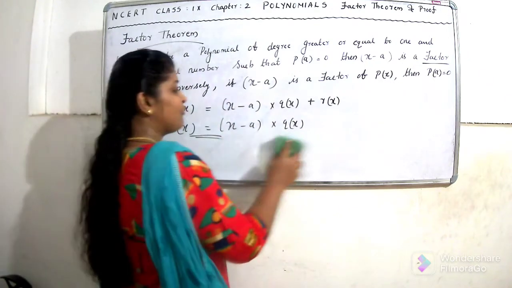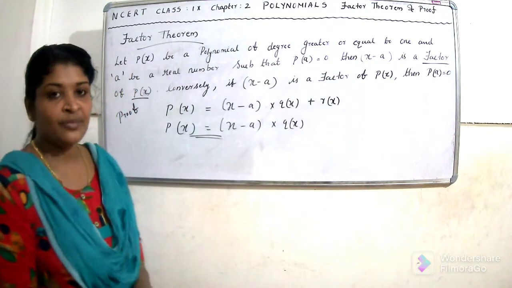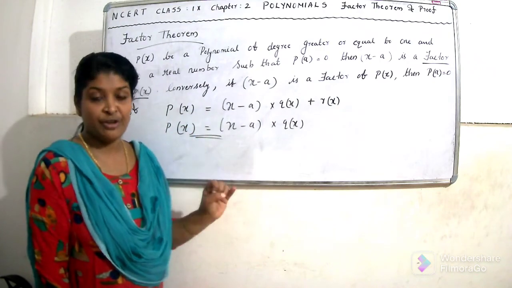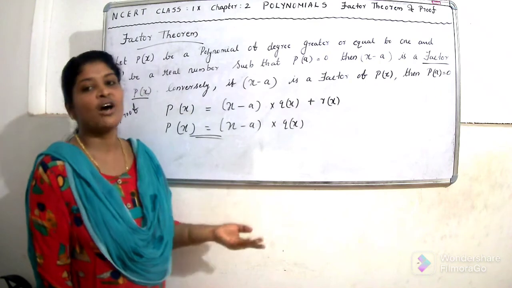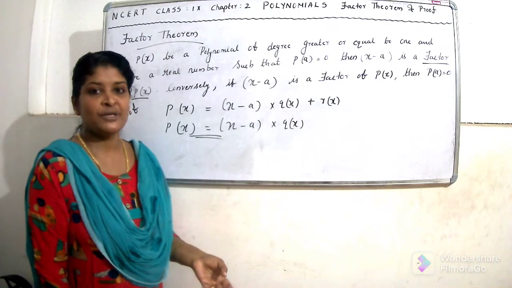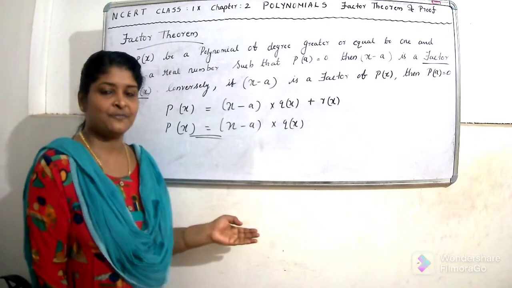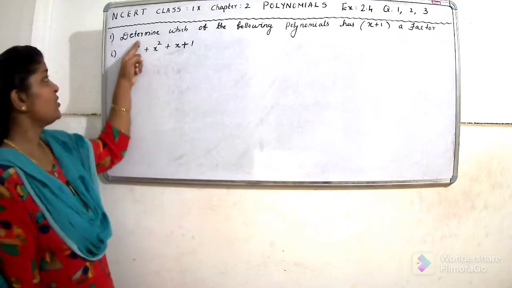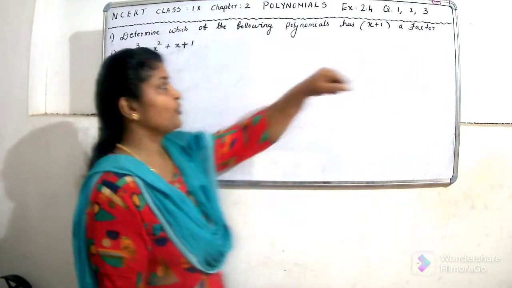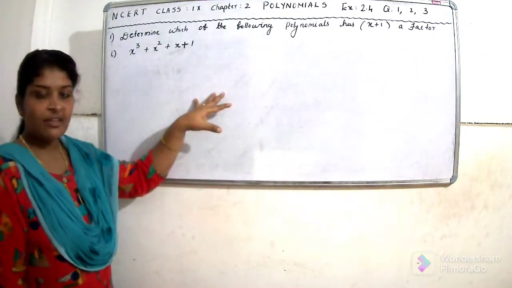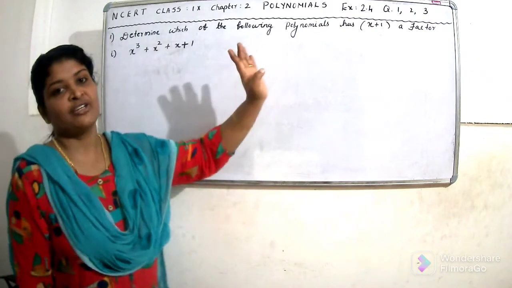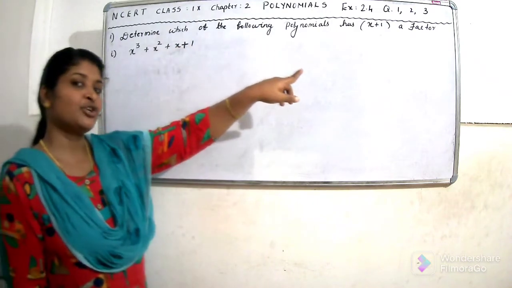For the factor theorem, if the remainder is 0, then the two numbers, in the place of divisor and in the place of quotient, are both factors. If the remainder is not 0, then they are not factors. That's all. So first question: determine which of the following polynomials has x plus 1 as a factor. Several dividends are there. In the first one, we have to check whether x plus 1 is a factor of this polynomial or not.